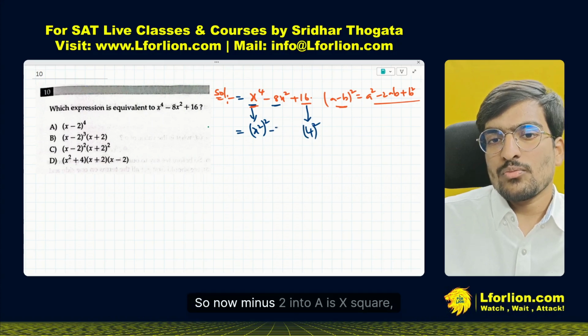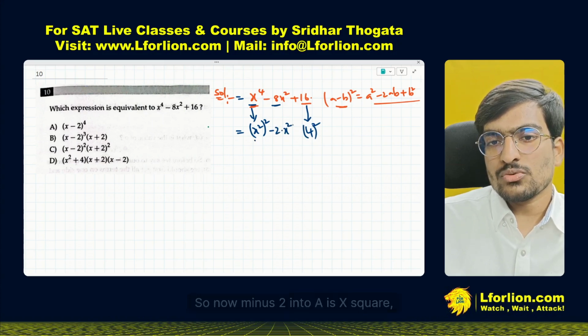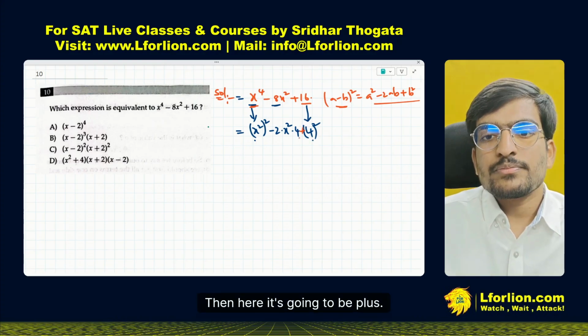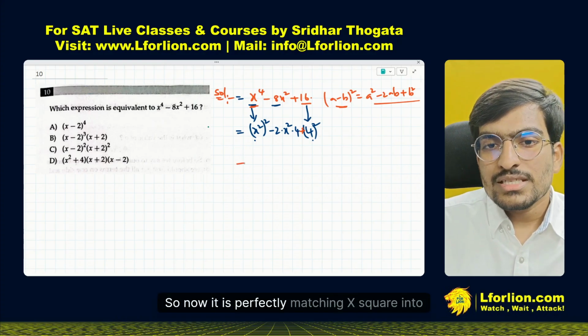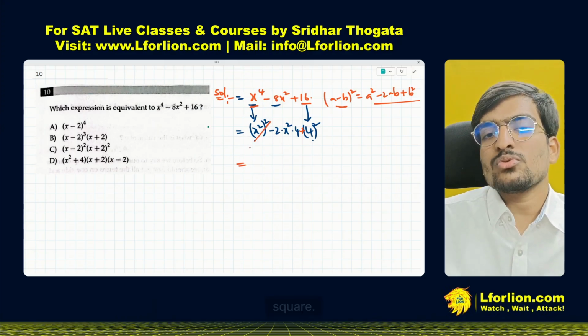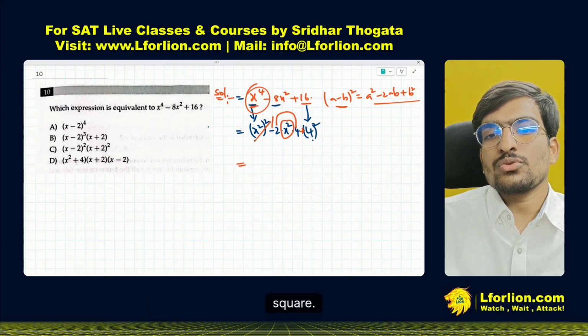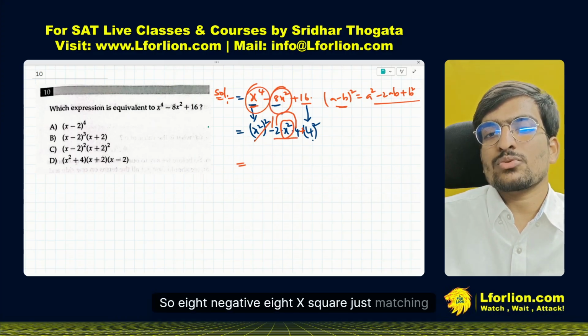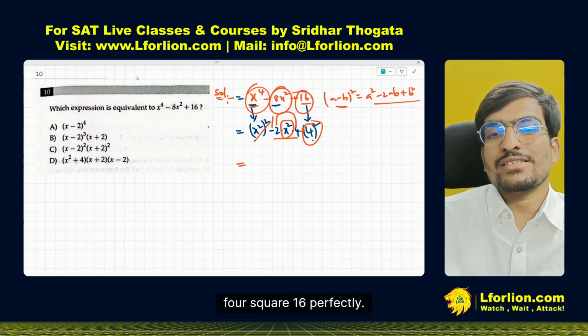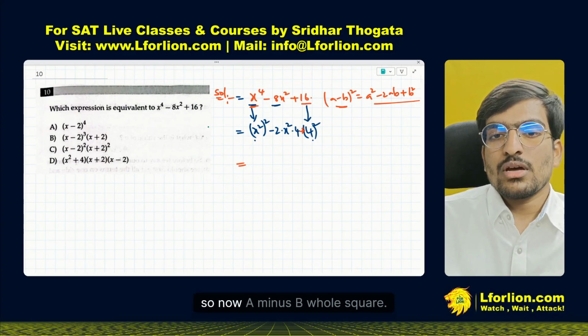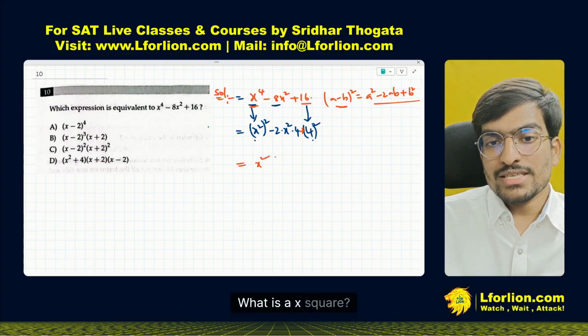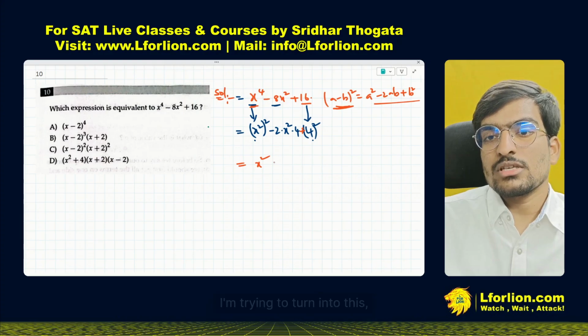So now minus 2 into a is x square, b is 4. Then here it's going to be plus. So now it is perfectly matching. X square into square, it's x power 4. 2 into 4 is 8, negative 8x square, yes, matching. 4 square is 16. Perfectly all right. So now a minus b whole square. What is a? X square. I'm trying to turn it into this formula.